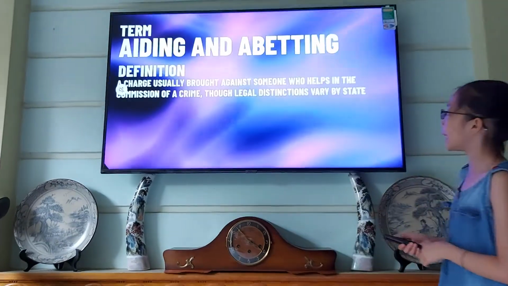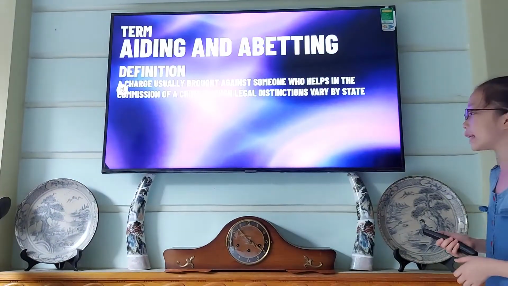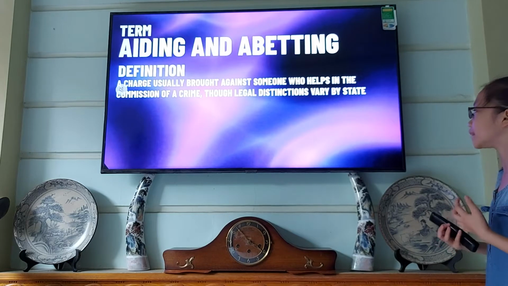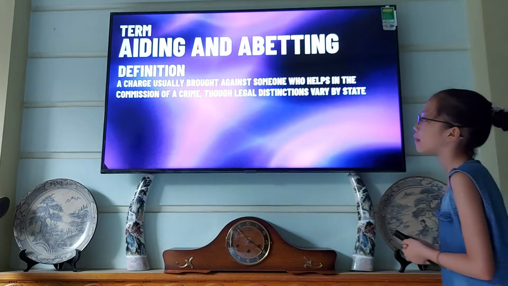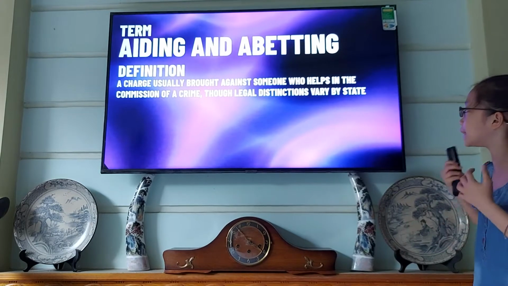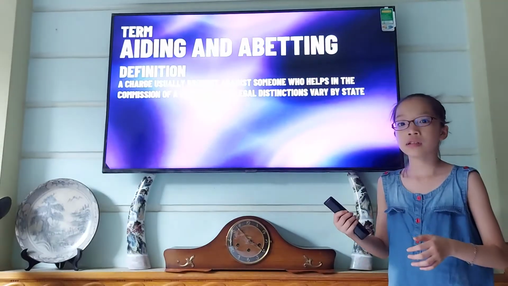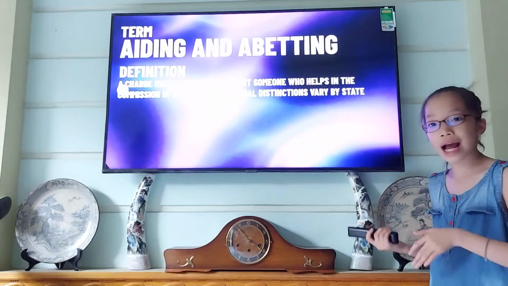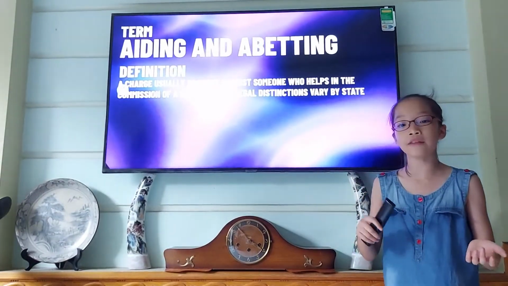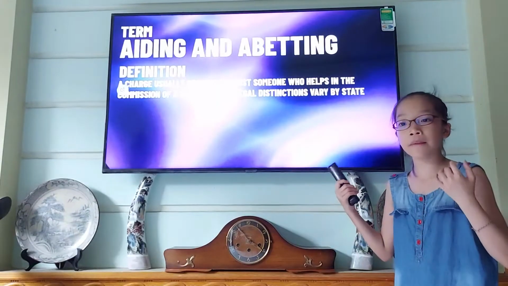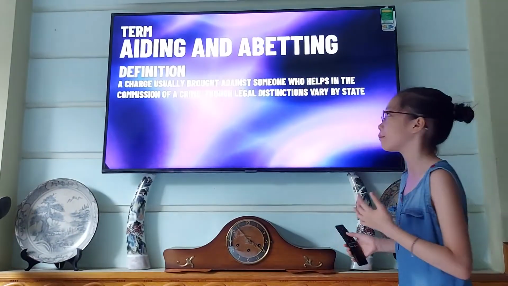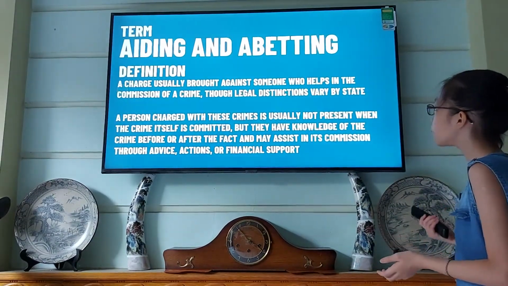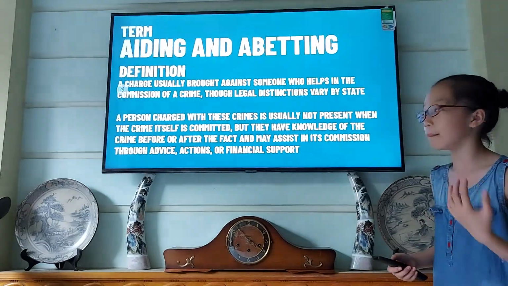Here is the term aiding and abetting. The definition is a charge usually brought against someone who helps in the commission of a crime, though legal distinctions vary by state. So aiding and abetting is a charge usually brought against someone who helped in the commission of a crime. For example, you have the police, right? But if the police can't catch the criminal, then the police will ask someone who is used to catching criminals, and they will work together to catch them. Here, a person charged with these crimes is usually not present when the crime itself is committed.